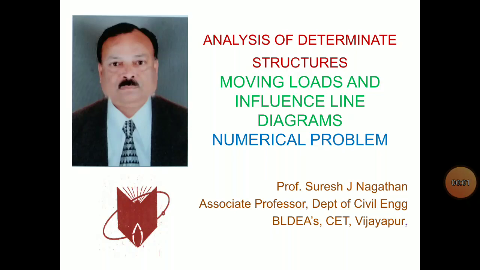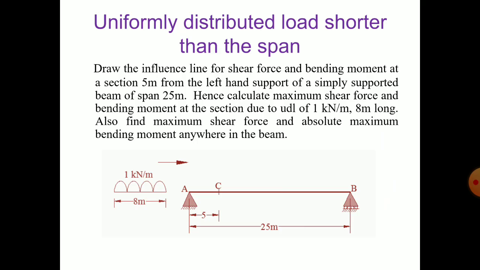Hello friends, we'll solve a problem on an influence line. The problem statement is: draw the influence line for shear force and bending moment at a section 5 meter from the left hand support of a simply supported beam of span 25 meters.